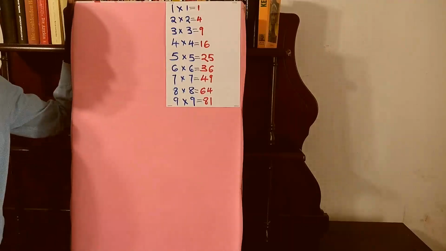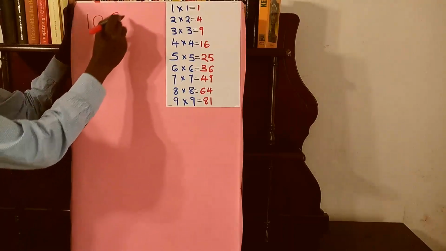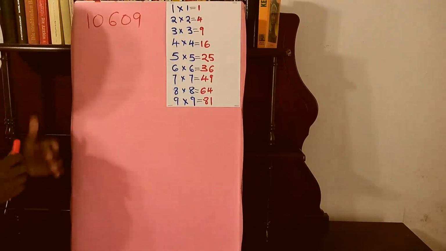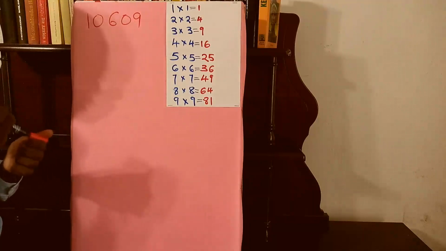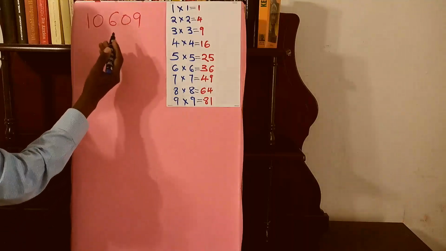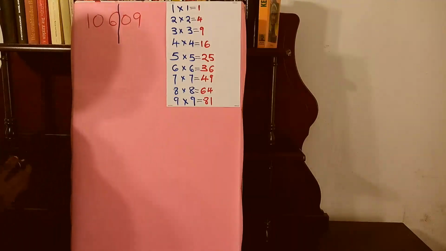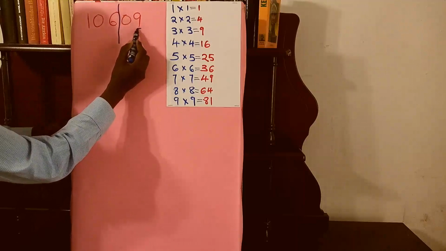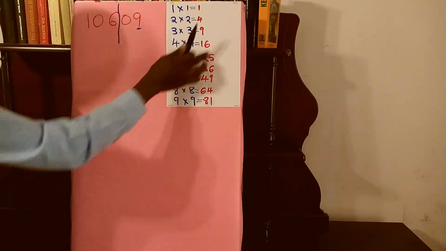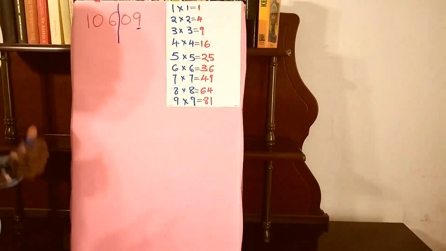For instance, let us look at this number here, 10,609. This is a 5-digit number, and we want to look at how we will calculate its square root. First of all, let us take the first 2 digits from the right-hand side and separate them from the rest. After doing that, we have to emphasize the last digit, which is 9. When you look at digit 9, come to our table here and find a number that, when you multiply it by itself, gives you a 9 at the end.